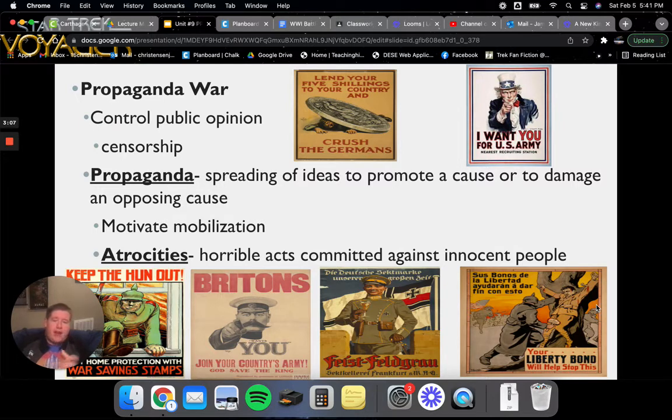Now, this propaganda was used to spread ideas to promote a cause or to damage an opposing cause. Typically, they were used to motivate mobilization and joining the war effort, and typically they also highlighted atrocities or horrible acts committed against innocent people. Like the aforementioned Lusitania sinking, a lot of World War I propaganda featured the destruction and sinking of the Lusitania as one of those atrocities that the Germans had been committing.